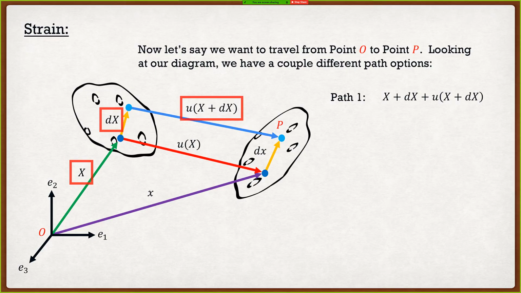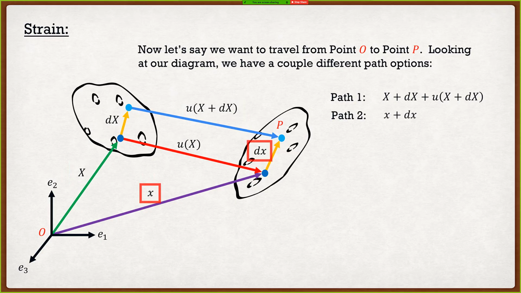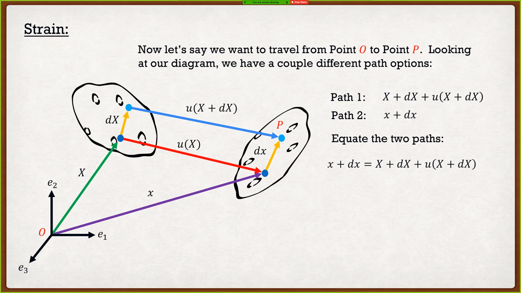Instead of path number 1, let's go path number 2, where I go across small x and then up d small x. Now, the key here is that by vector addition, these 2 paths are equal. It's path independent. Therefore, we can equate these 2 paths. So from there, I get small x plus d small x is equal to big X plus d big X plus u of x plus dx. All right? Now from here, this is where we start deriving everything. It's this equation right here.